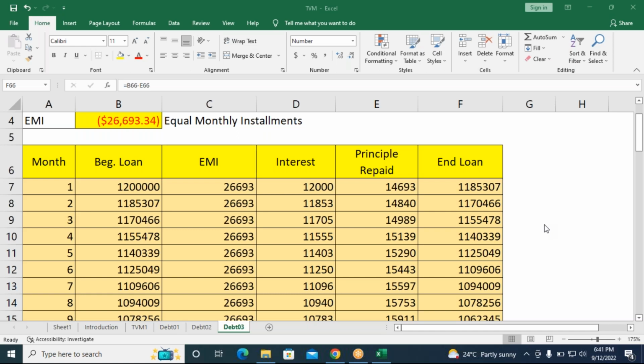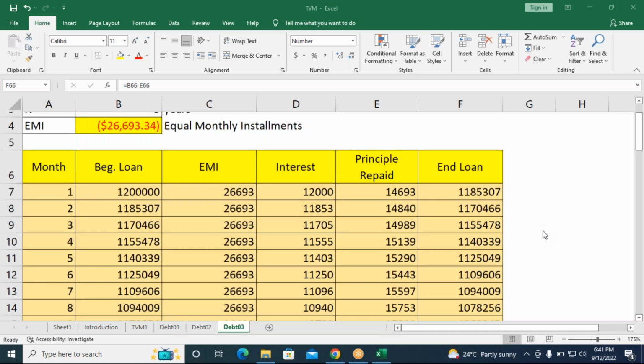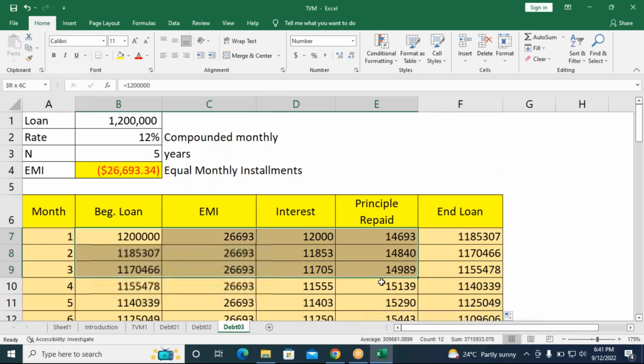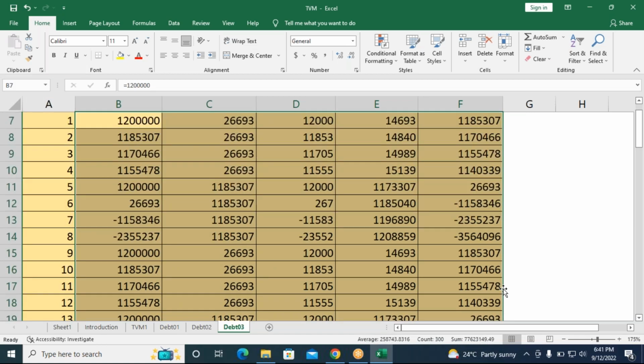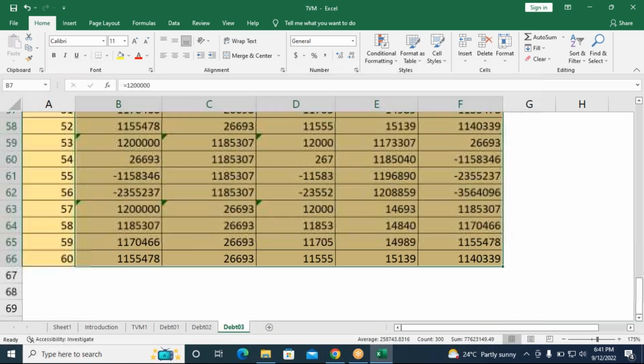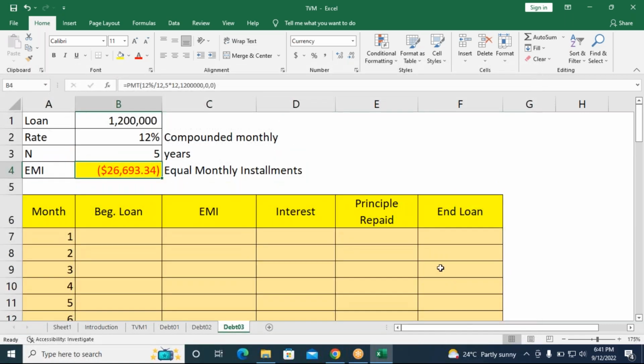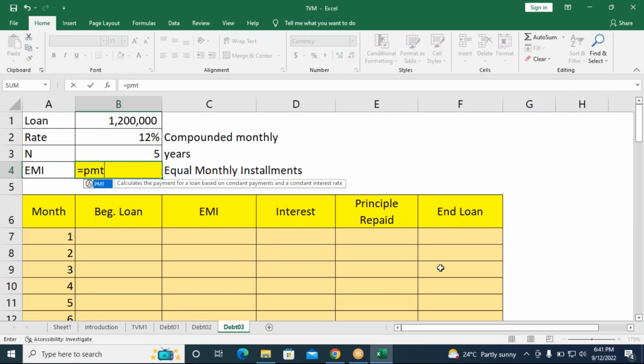Ma'am, can you explain again? So PMT I need to calculate. Open the parenthesis. So first is rate. Rate will be 12% divided by 12 months, which is compounded monthly. Compounded monthly means for 12 months I need to calculate. Now N per. N per is number of years they have given, which is 5 years into 12.